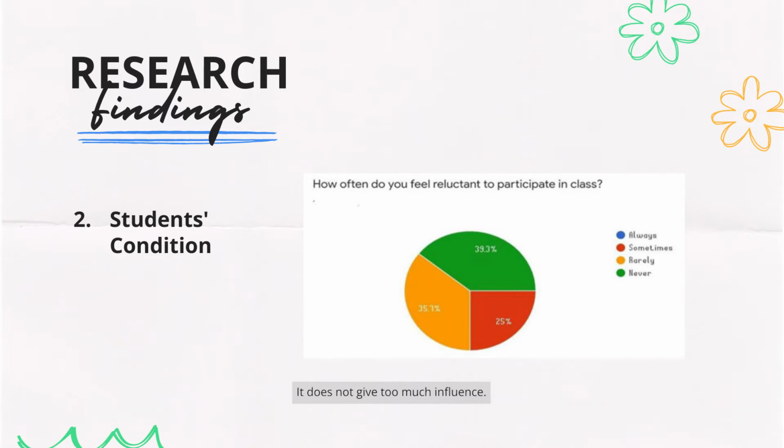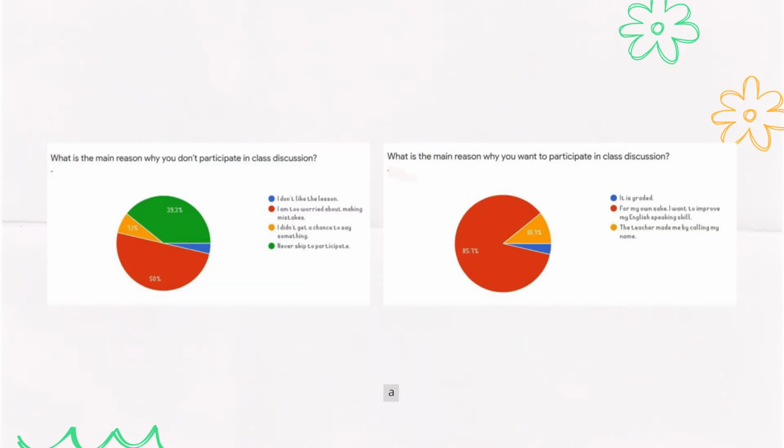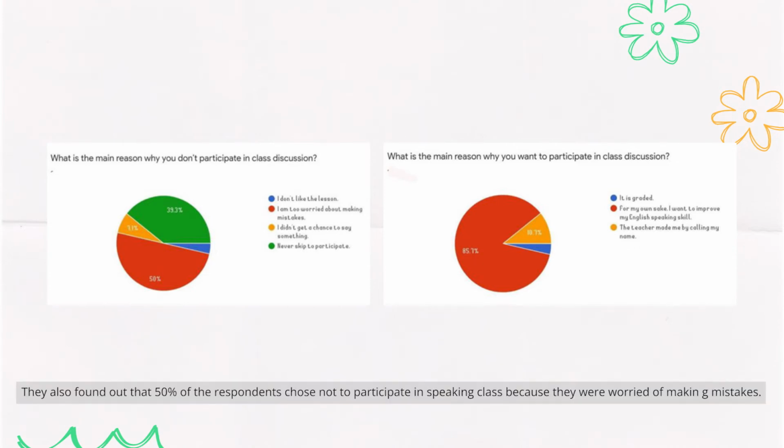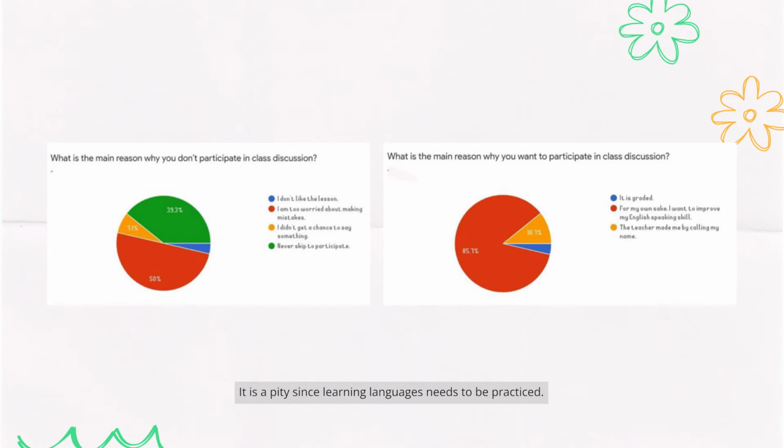The writers tried to provide some questions to know the things that influence students in their participation. So they also found out that 50% of the respondents chose not to participate in speaking class because they were worried about making mistakes, and the fact that they were told so many times not to have that thought could not affect the whole class. It is a pity since learning languages needs practice. Moreover, by doing so, they miss the opportunity to get better.